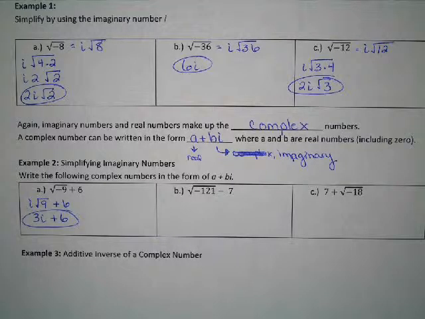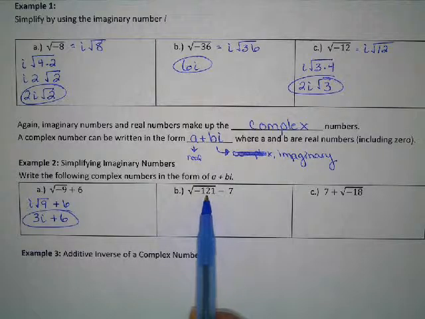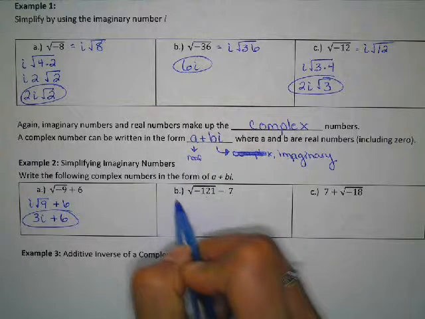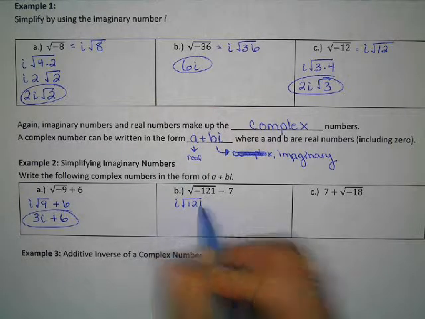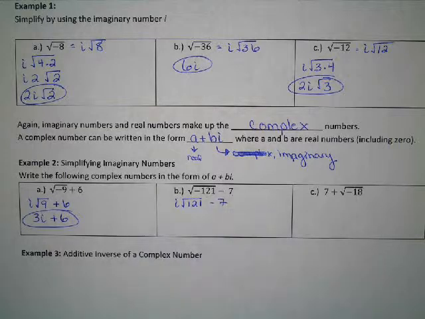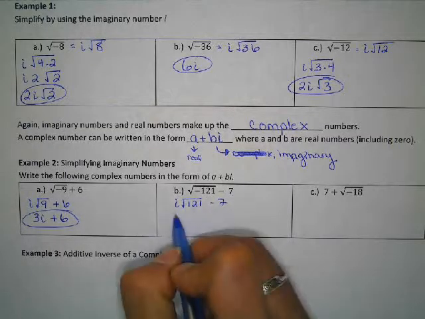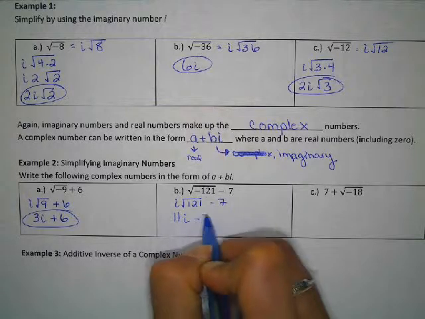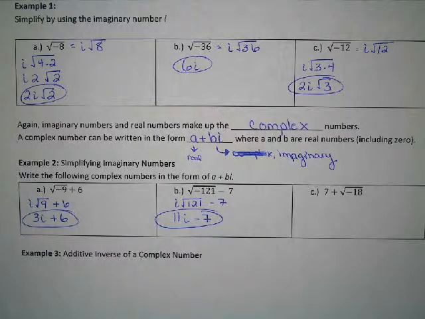Next one, we have the square root of -121 minus 7. Again, this negative square root part is the imaginary part, and this 7 is the real part. So we're going to simplify that 121 by pulling out an i. We have 121 on the inside. The square root of 121 is 11. So that part's 11i, and then bring down your -7 there.